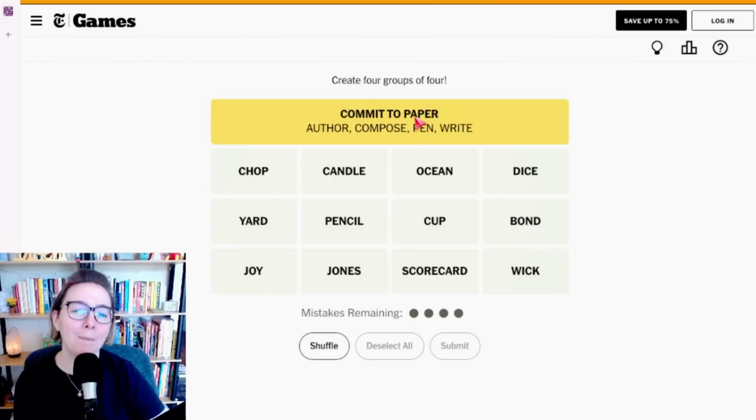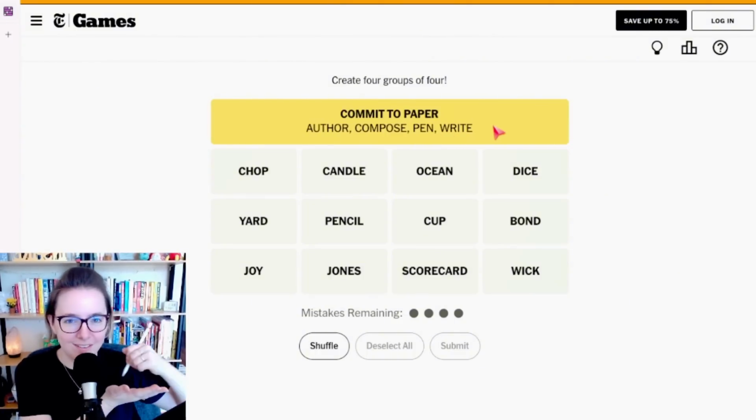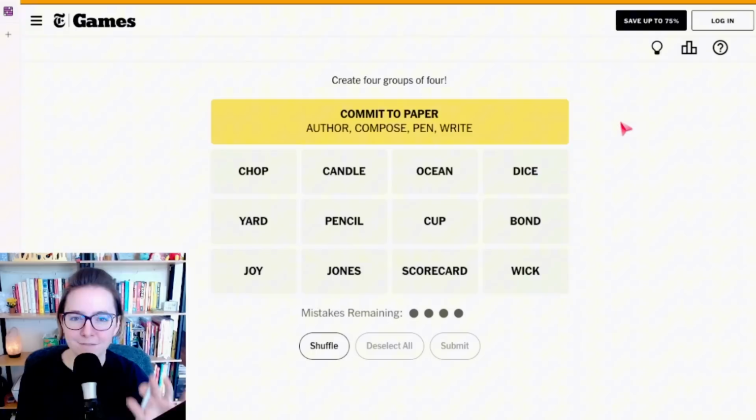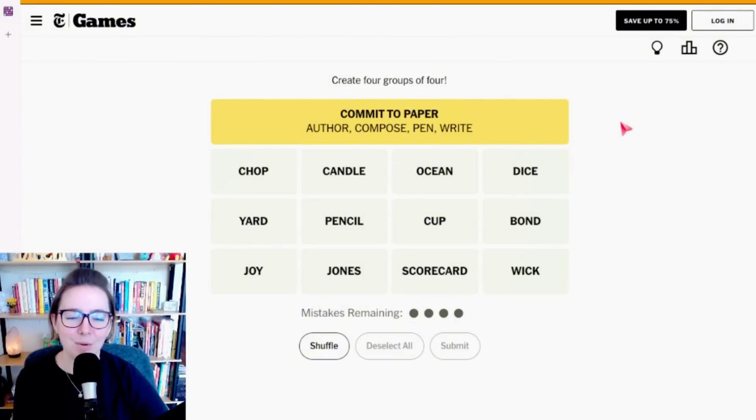Commit to paper. So these are all verbs that you can use when you are putting something on a piece of paper. You can author something, you can compose something, you can pen something, you can write something. Okay, so there's our first connection, our first category. Let's see what else I can see.